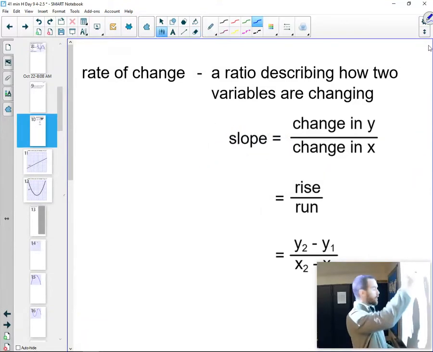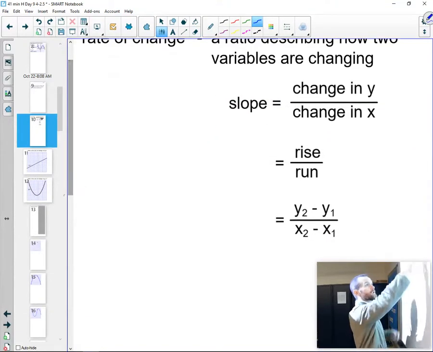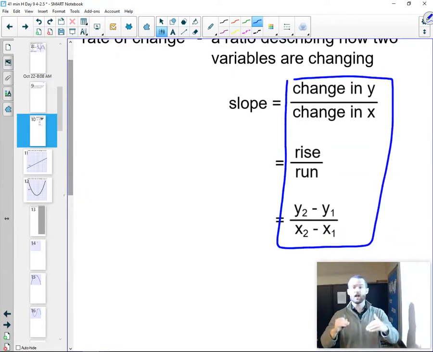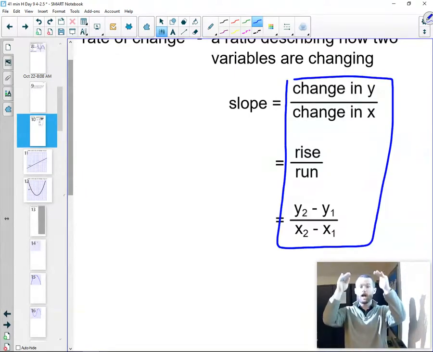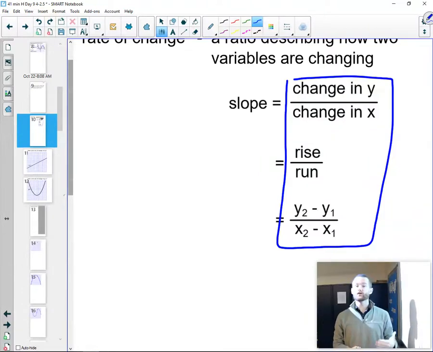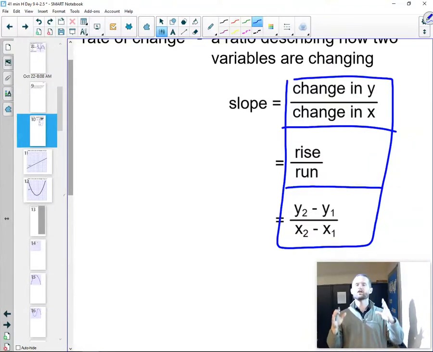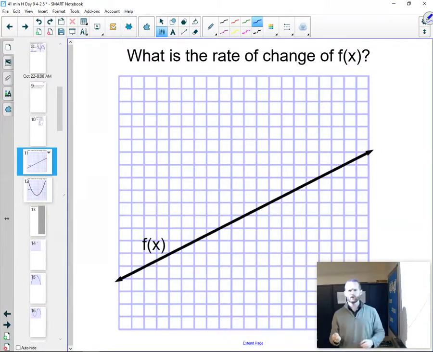Now, we can represent slope in 3 different ways. We can say it's the change in y divided by the change in x. That also means rise over run. And we can also use the slope formula, which is y2 minus y1 divided by x2 minus x1. Now, the important thing to know is that these 3 things all mean exactly the same thing. They're all just different ways of representing and thinking about slope. They're different ways to get to our answer when we're talking about slope or rate of change. Let's take a look at a quick review example.